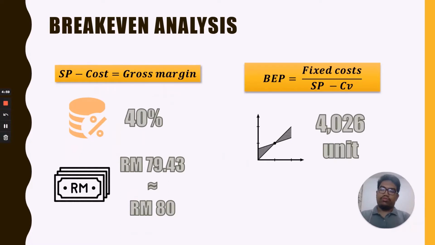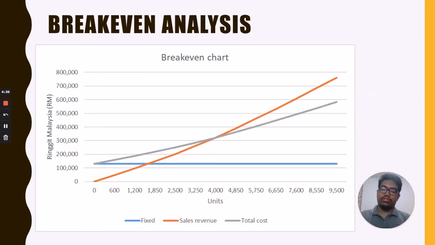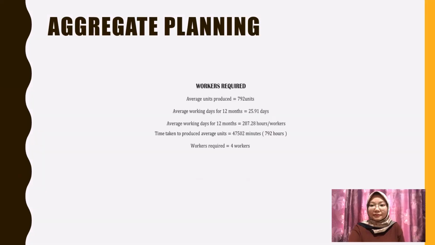With a gross margin of 40%, the selling price for the speaker is roughly 80 ringgit per unit. With the data we calculated before, the BEP for the speaker is 4,026 units to break even for the 9,500 unit demand. This chart shows the break-even point is where the intersection between the sales and the cost occurs, as the fixed cost is the same throughout the year.